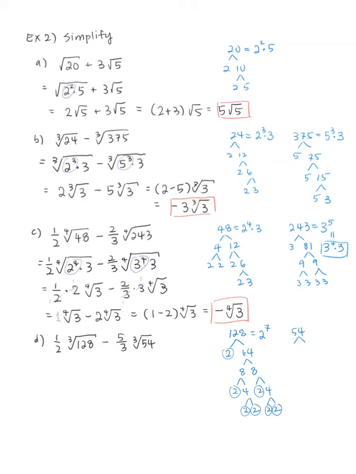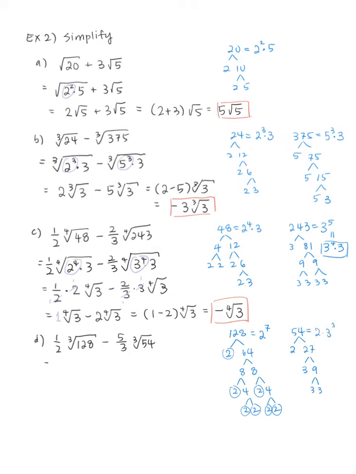So what goes in? 2 is going to go in. So 2 times what gives 54? That would be, what is that, 27? Does that work? Yep. Alright, and then 3 times 9, and then 3 and a 3. So here, 54 can be written as 2 times 3 to the third.